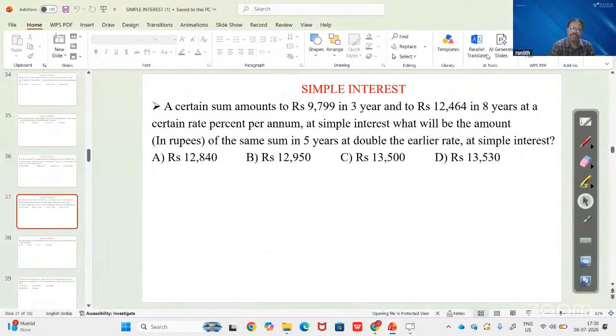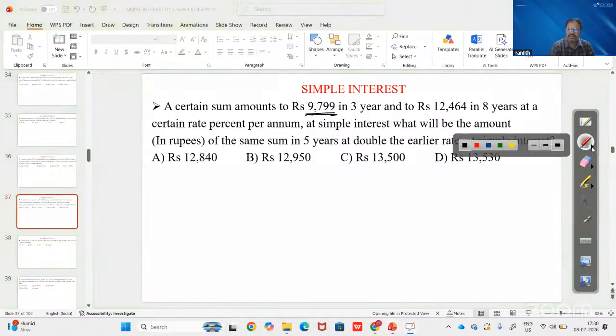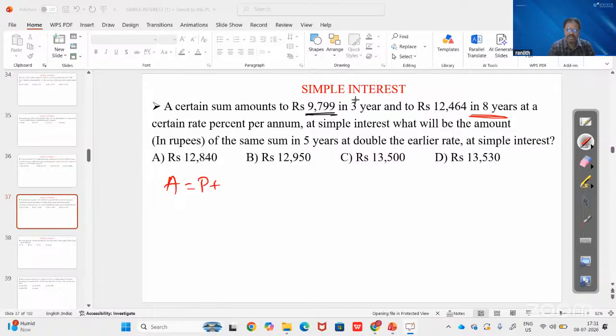Okay. A certain sum amounts to 9799 in 3 years and to 12,468 in 8 years, where amount will be equal to principal plus interest. Here, so how many years? 3 years. So that is P plus 3I will be equal to 9799. So this will be equal to 8 years. Principal is always same, so that will be equal to P plus 8I will be equal to 12,464.